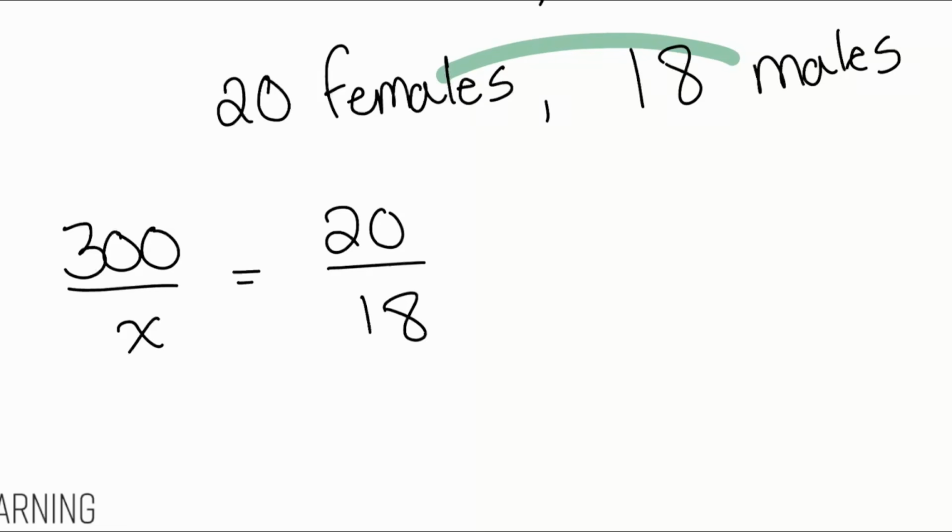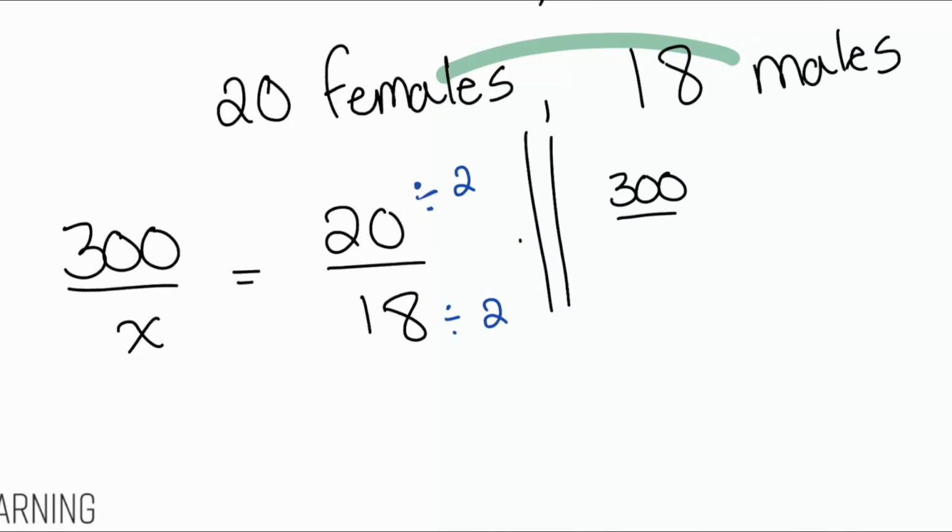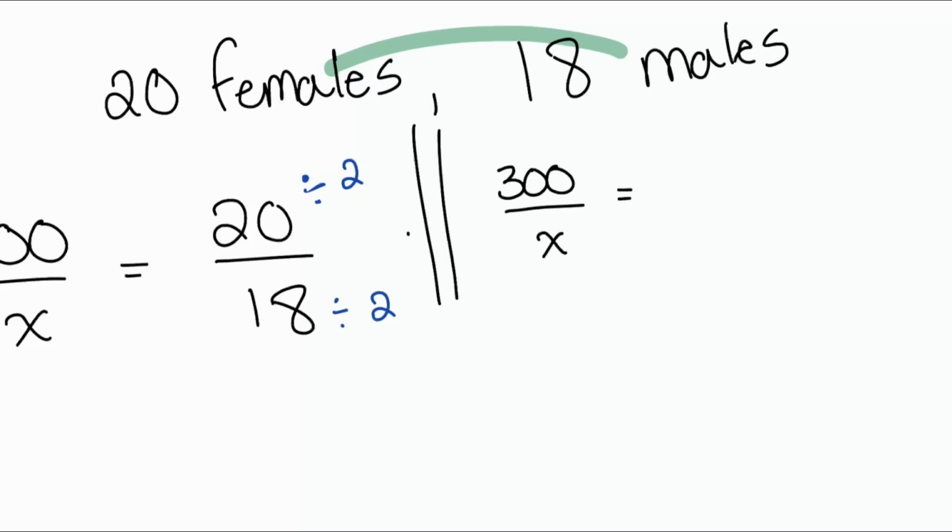Everybody, what number can go into both 20 and 18? What can we divide out of both 20 and 18? Yeah, we can divide 2 out of both. So let's divide 2 out of both. And let me show you where we get to. So we still have the 300 over X. And on the right side, 20 divided by 2, that's going to be 10. 18 divided by 2, that's going to be 9.